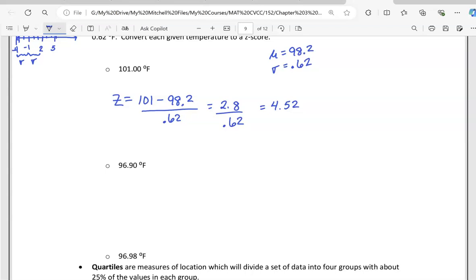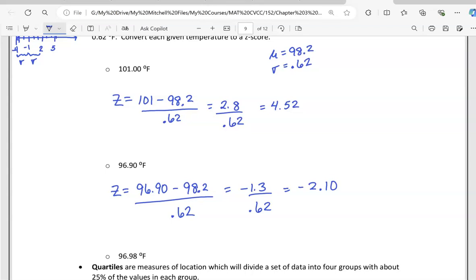And if I were to look at that next one, the z-score would be 96.90 minus the mean, 98.2, divided by the standard deviation. So I'm going to get negative 1.3 divided by 0.62. That's going to give me a negative 2.10 when I round to 2 decimal places.